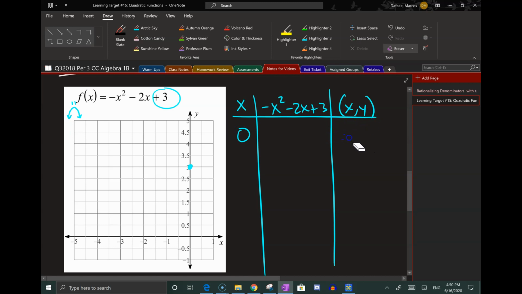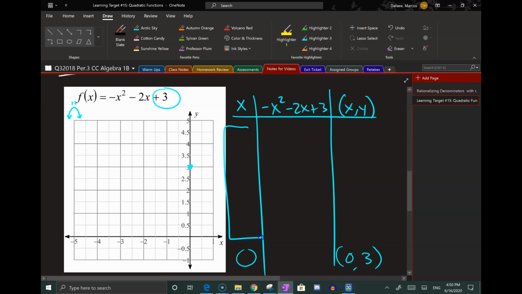I'm going to get a 3, so 0, 3. And actually, I should put this somewhere else. I'm going to put the 0 over here this time, okay? Because mostly negative numbers are on my x-axis, and that's what I'm going to be plugging in. So 0 actually will go down there. 0, 3 goes over there.